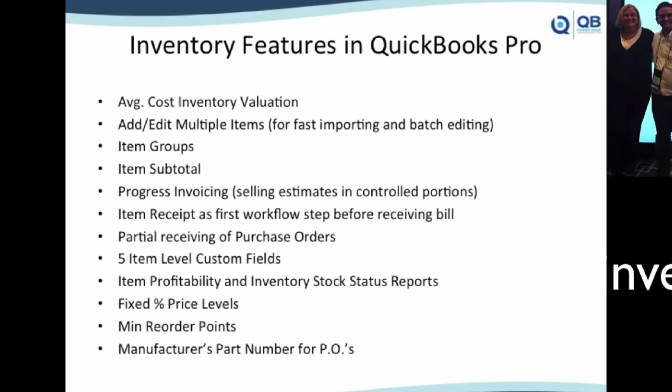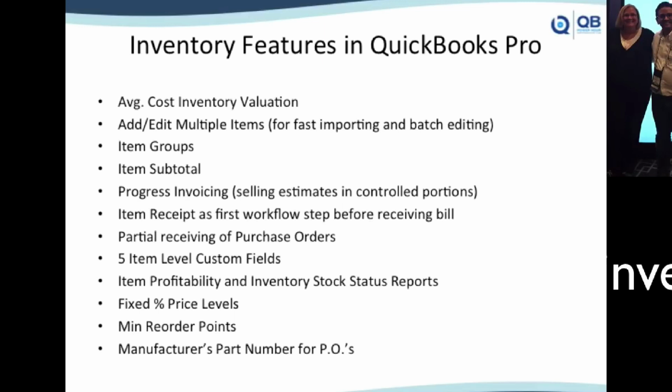That to me is huge. Also, a lot of clients like to receive the items as one transaction, and then come back and convert them into bills as a separate transaction. So you get that with QuickBooks Pro. You get partial receiving of purchase orders. You get up to 5 item level custom fields, and hopefully, if I have enough time today, I'll be able to cover why that's so important.